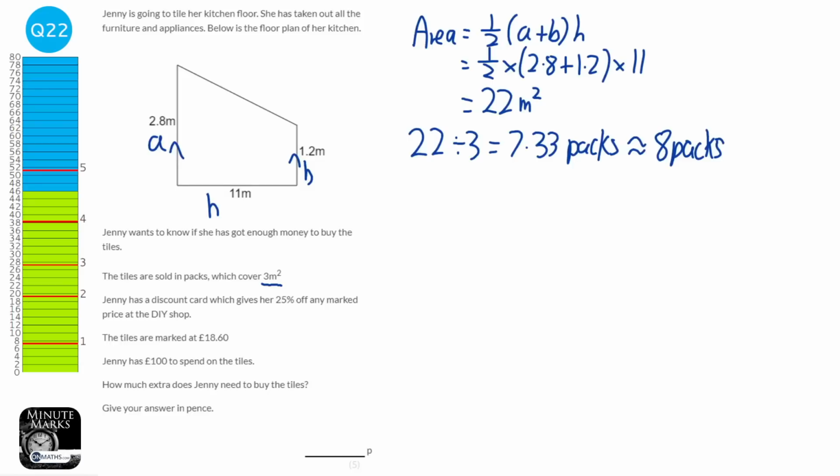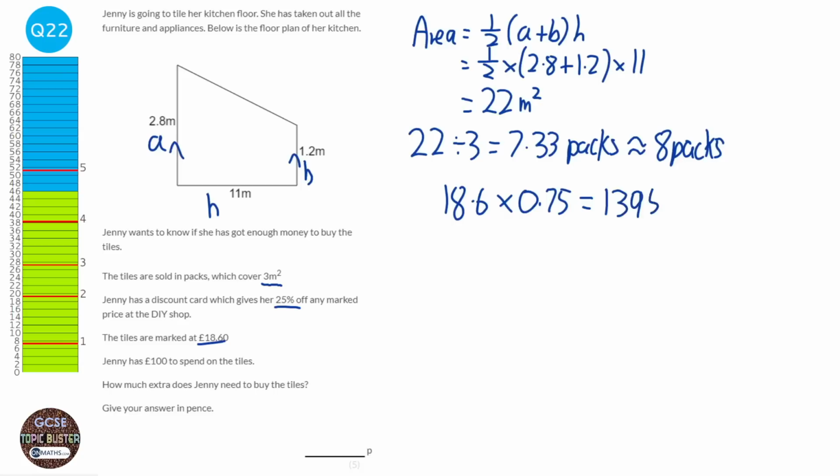Okay, next thing we look at is the fact that Jenny has a 25% discount. So we need to find out what 25% discount would do to the £18.60 for the pack of tiles. What we're going to do is get the £18.60 and times it by 0.75. So we're just going to find 3/4 of it because she has a 25% discount, and that would be 1,395. So the tiles are going to cost £13.95.